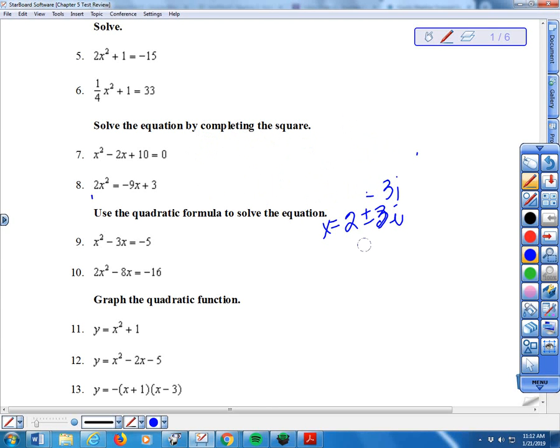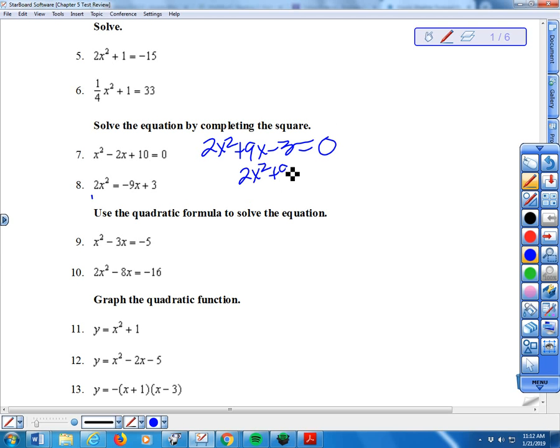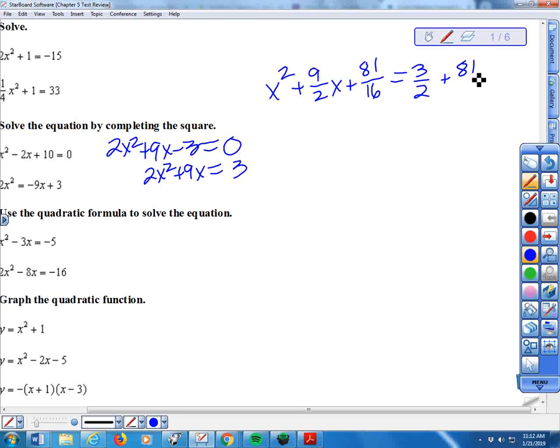Next, again, I need to get everything to one side first. Move my 3 over. I'm going to go ahead and divide everything by 2. Half of this is 9/4. 9/4 squared, 81/16. This factors.